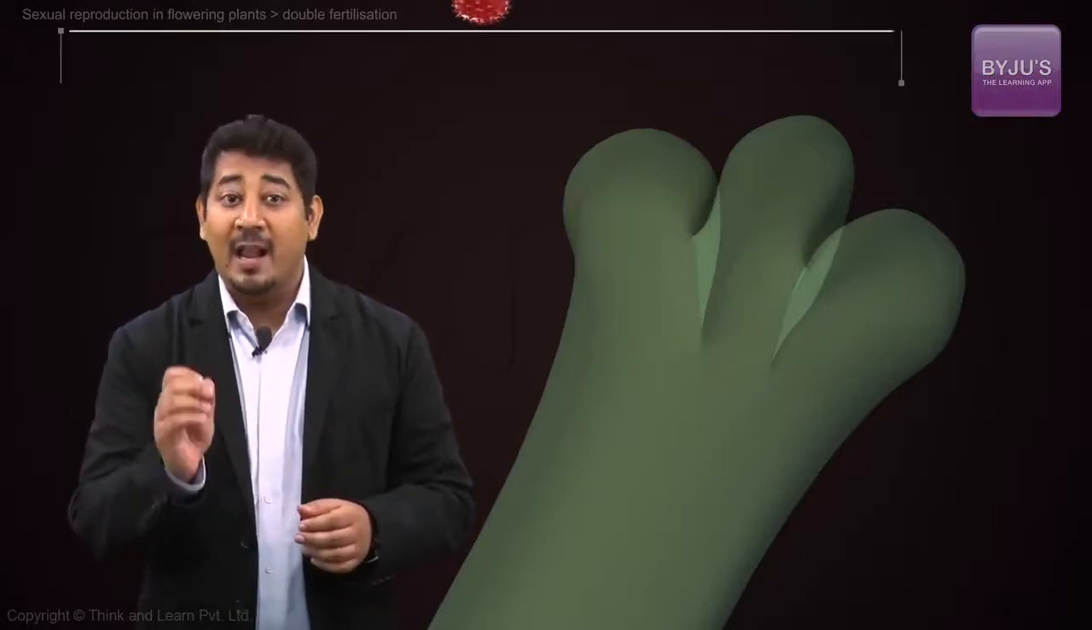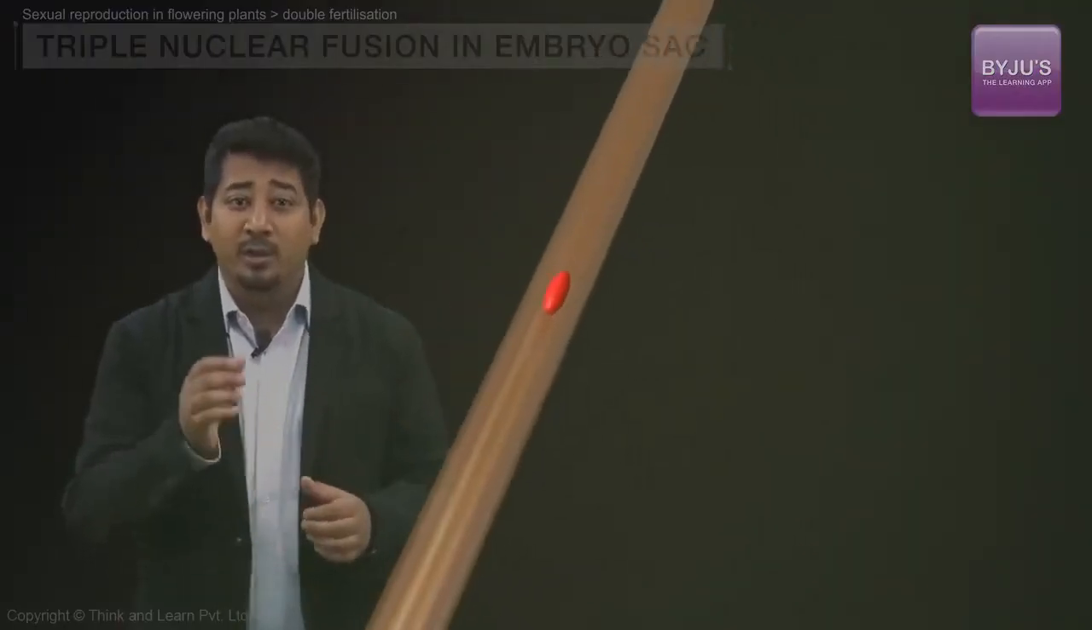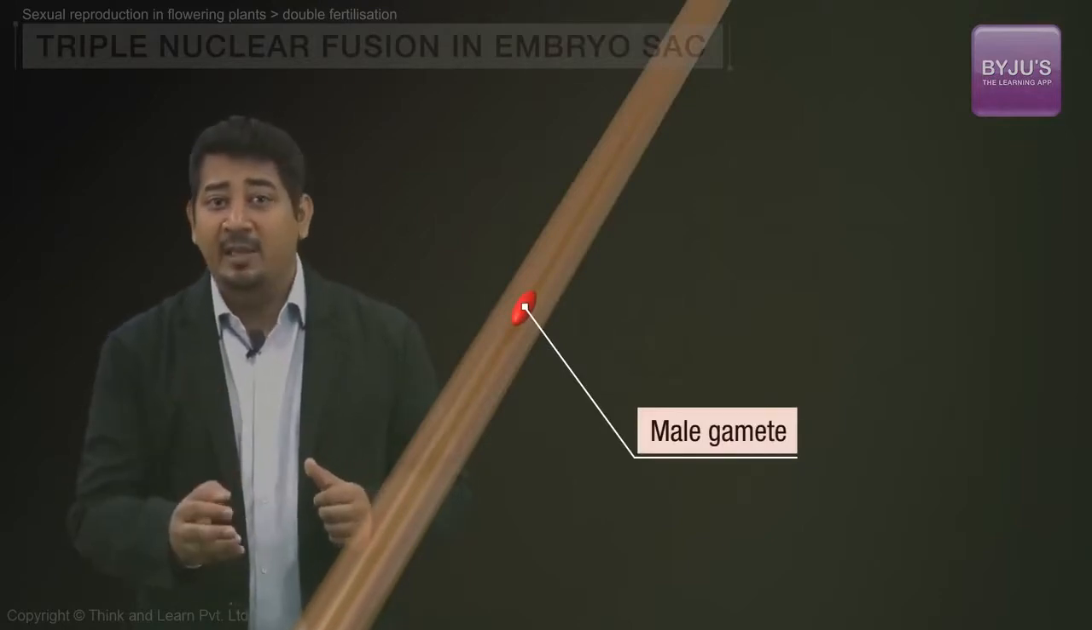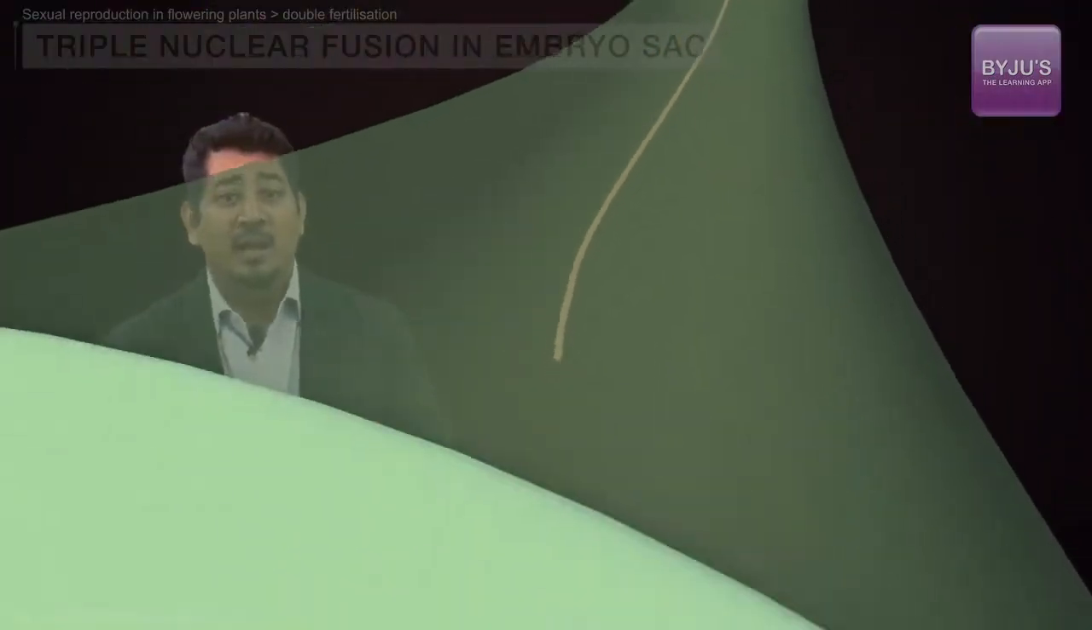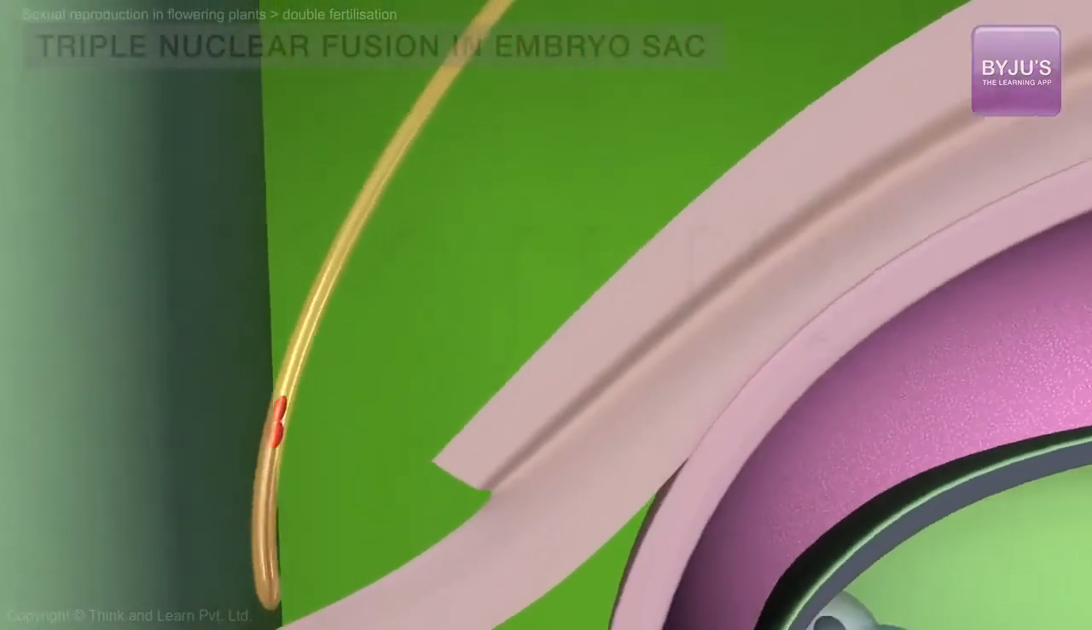Once a pollen grain lands on a compatible stigma, it starts germinating. This is marked by the growth of a pollen tube down the length of the style. The pollen tube carries the male gametes towards the embryo sac. As the male gamete approaches the embryo sac, its nucleus divides in two.